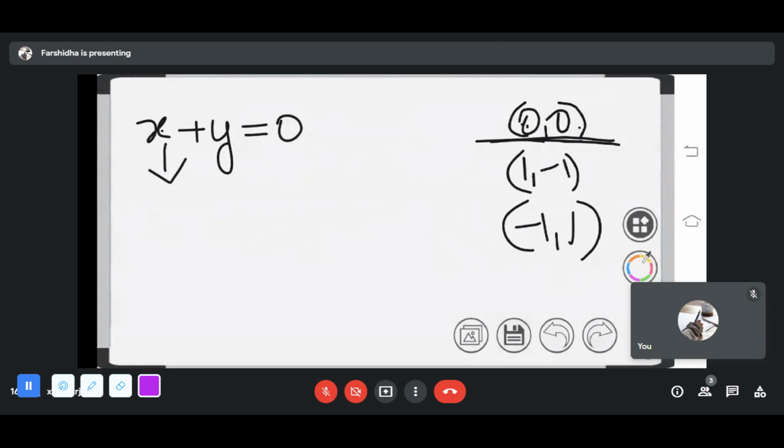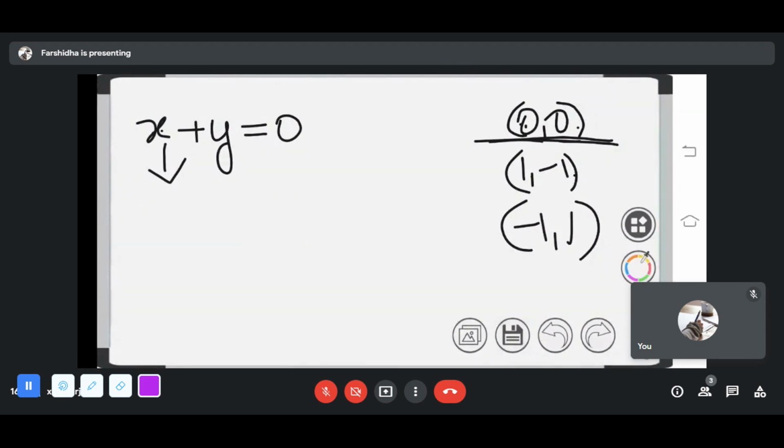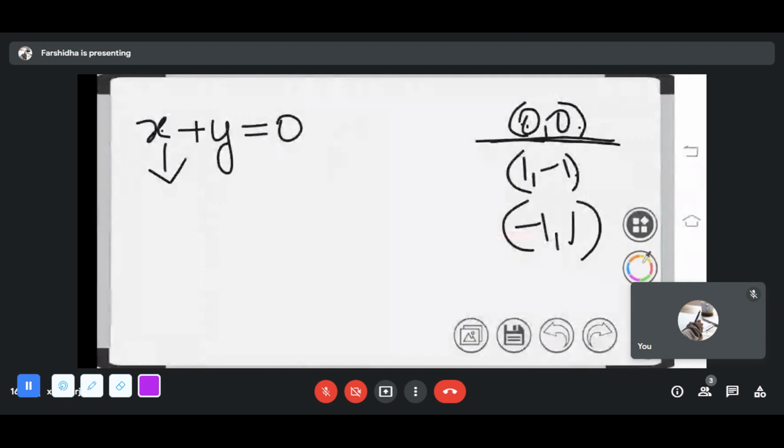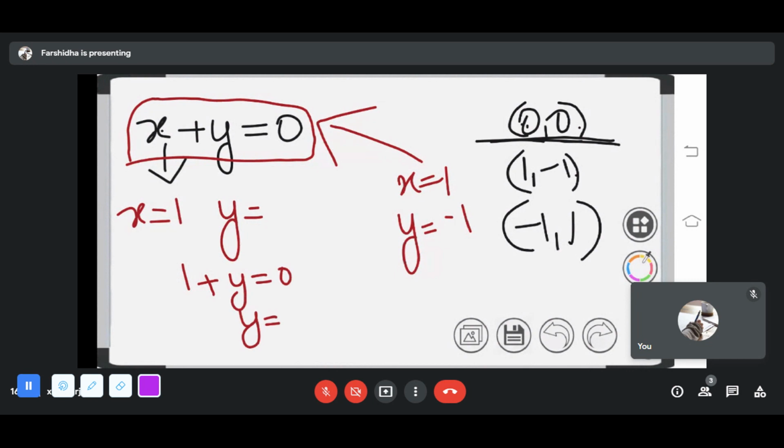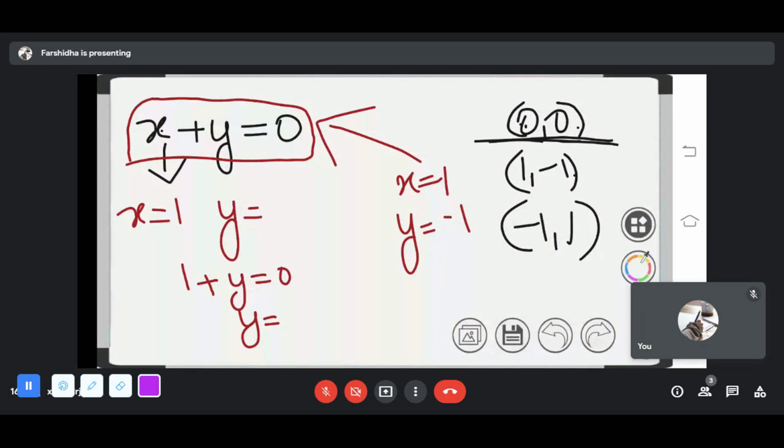Now the second one. Second point is what? 1 and minus 1. That means x is equal to 1, y should be equal to minus 1. Now we'll see in the equation. I am putting x is equal to 1. Tell me what is y. Put in this equation: plus 1 minus 1 plus y is equal to 0. y is equal to minus 1. Is it satisfying this condition? Yes. So the second condition is also satisfied.